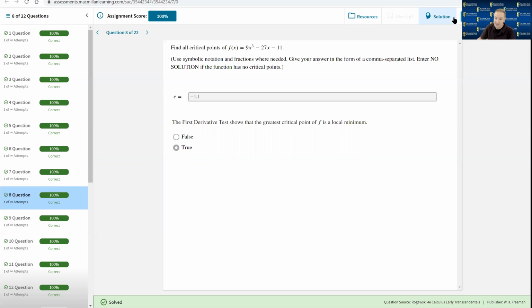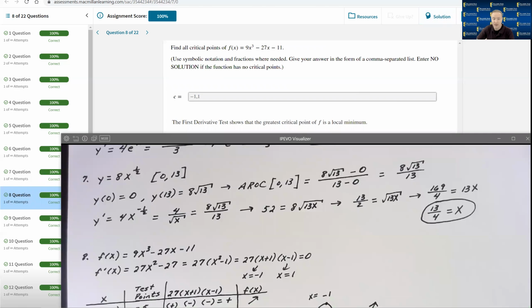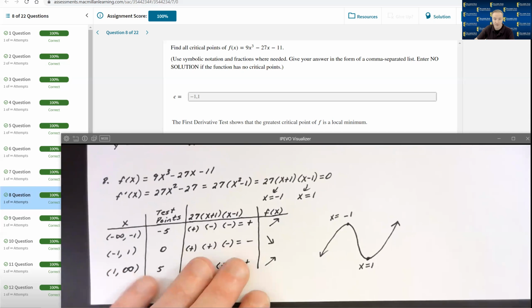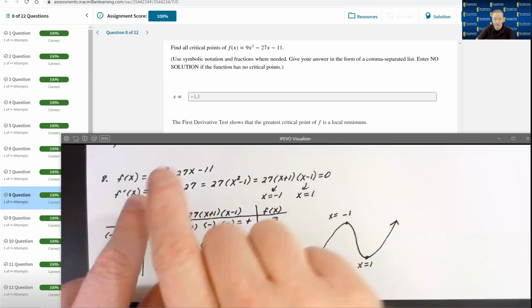So if it changes sign from positive to negative, you have a maximum. If it changes sign from negative to positive, you have a minimum. So pretty straightforward test, and I really try to show my work out very thoroughly in these problems to make it as easy to follow as hopefully possible.